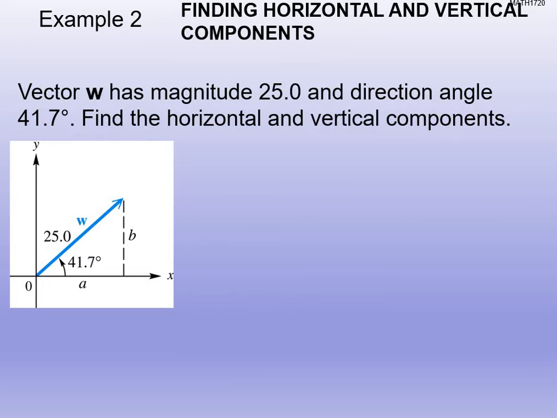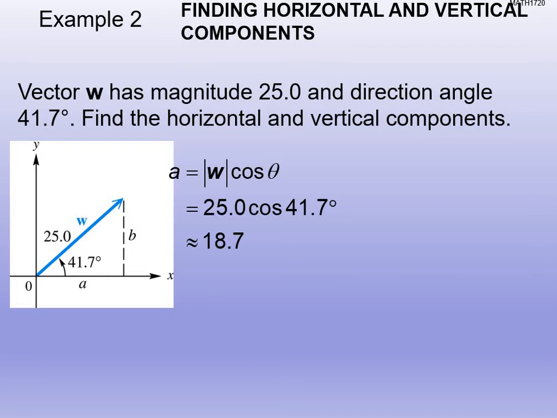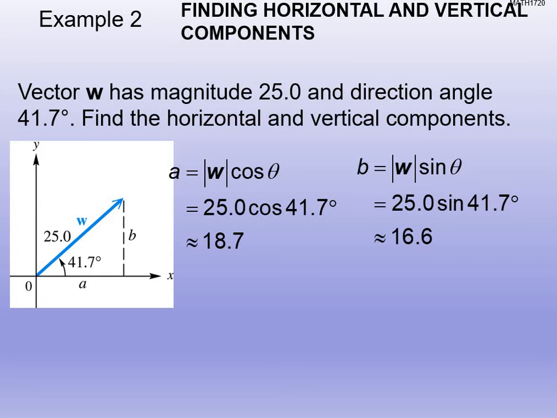We have vector W. It has a magnitude of 25 and a directional angle of 41.7 degrees. Find the horizontal and vertical components. So we're going to find A, we're going to find B. We have the magnitude, we have the direction. So to find A, it's going to be 25 times cosine of 41.7, and we get 18.7. So that's the component A. Component B is going to be W sine theta. All right, so you're going to take 25 times sine of 41.7, and you're going to get 16.6. All right, very easy to find the components.